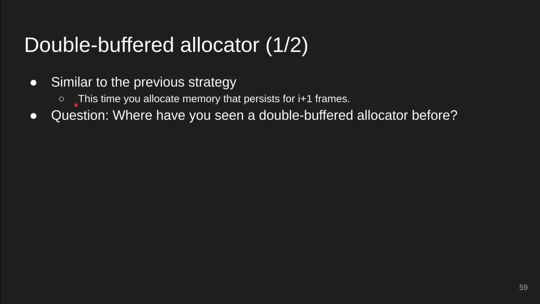Because this is similar to something that we've seen before. Double buffered means you just allocate some fixed size of memory, but you do it twice. It's going to persist for at least two frames in your game. And think about this. Have you seen this sort of double buffered allocator before? I'll give you a moment to think about it.